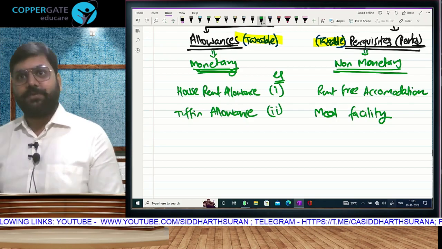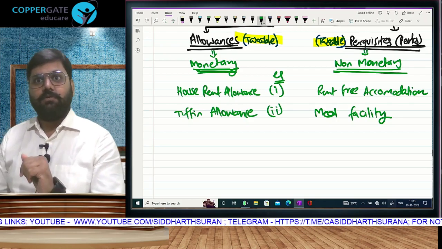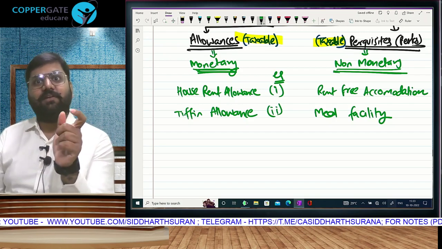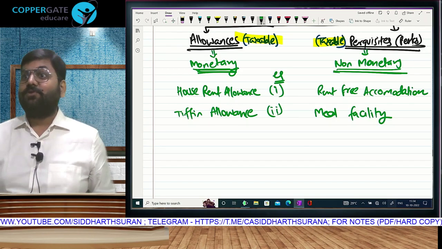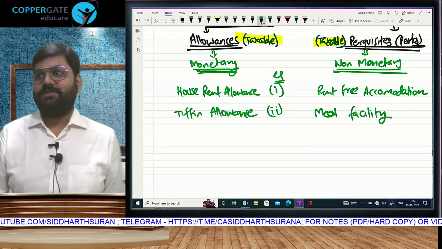But if you have an option, there is a question in our book. Two options are given: house rent allowance or accommodation. Choose. So there we will do both calculations and choose.